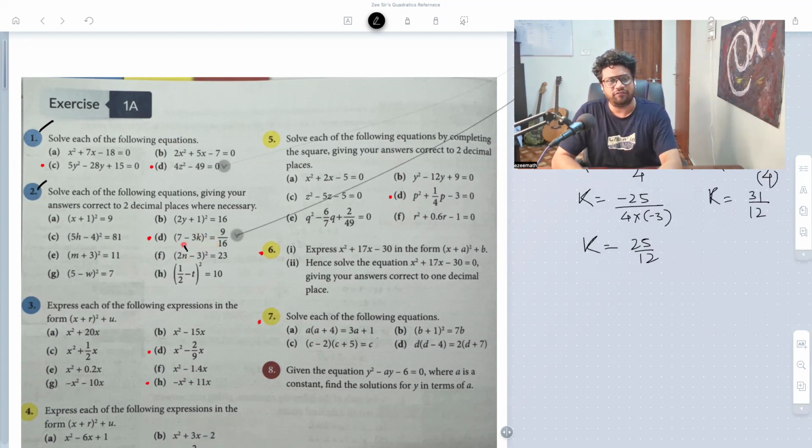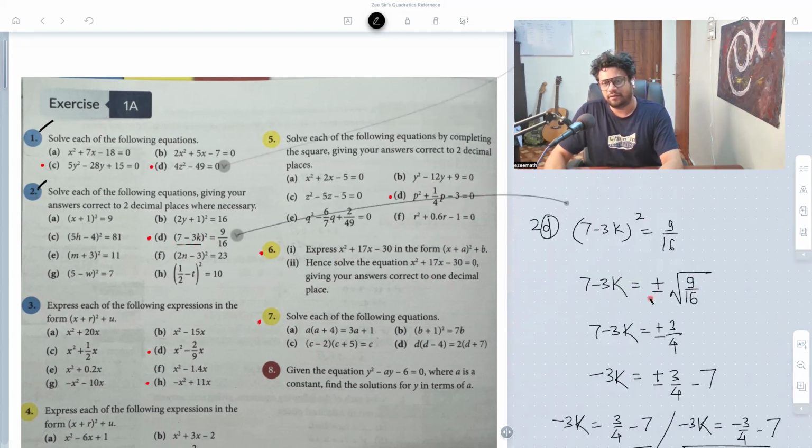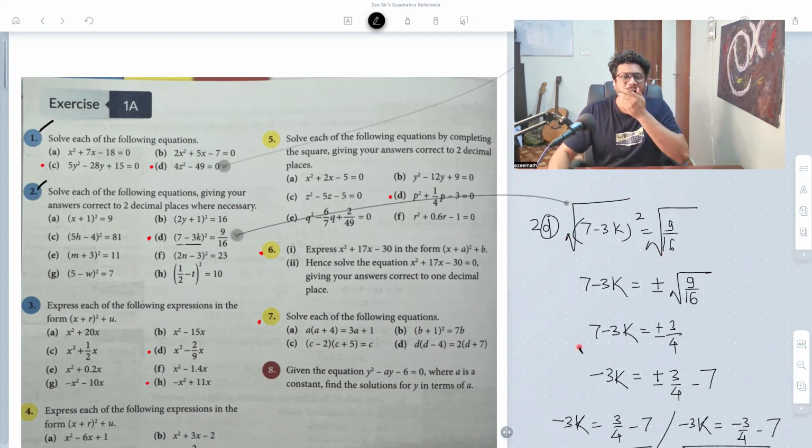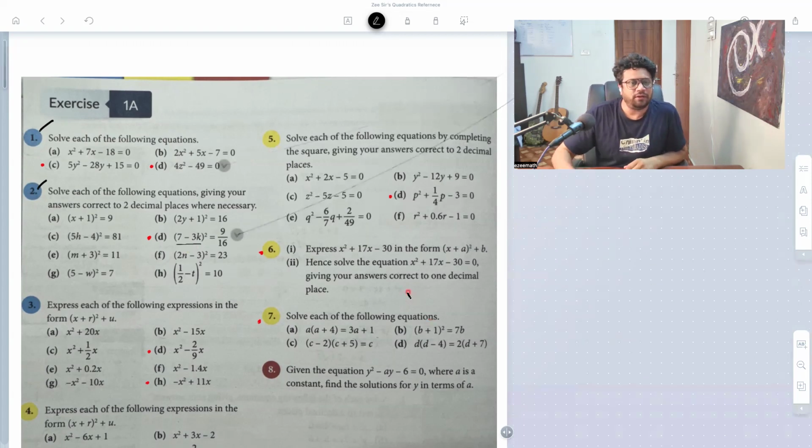In that case, you are left with a linear term on the left, a 7 minus 3k, like you had a 7 minus 3k here. The moment you square root both the sides, you square rooted these two. There, done. Okay, so that was about 1-part D.